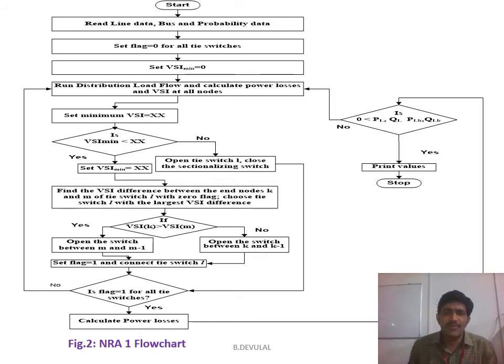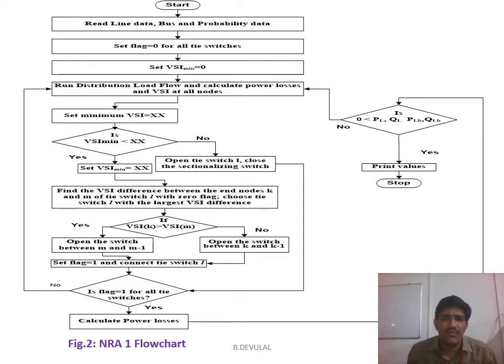This is the algorithm. First we start the network, read the line data and bus data, set the flag equal to 0, set the VSI equal to 0, and run the distribution system and calculate the power losses at various conditions. Then set the minimum VSI equal to XX. If VSI is less than XX, then if the answer is no, open the tie switches and close the sectionalizing switch. If yes, set the VSI equal to XX.